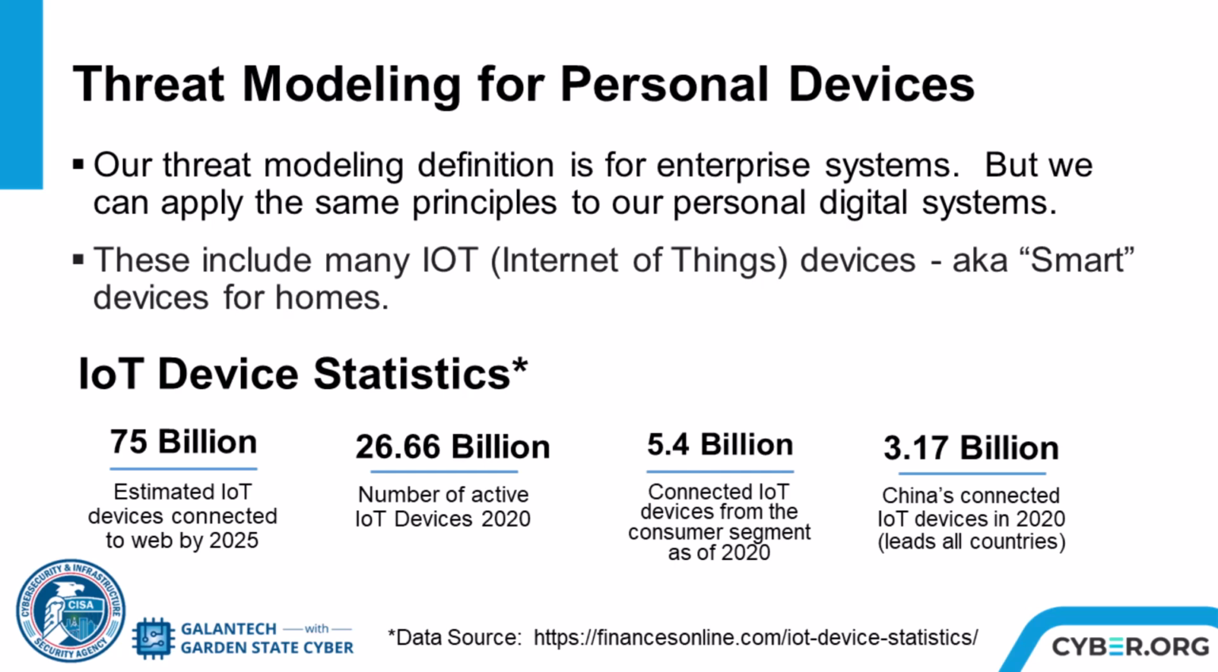According to statistics from Finances Online, there were just under 27 billion IoT devices in 2020, compared to just under 8 billion people. That equals roughly 3.5 IoT devices per person. It is expected that there will be 75 billion IoT devices by 2025, which is almost triple the number of IoT devices today.